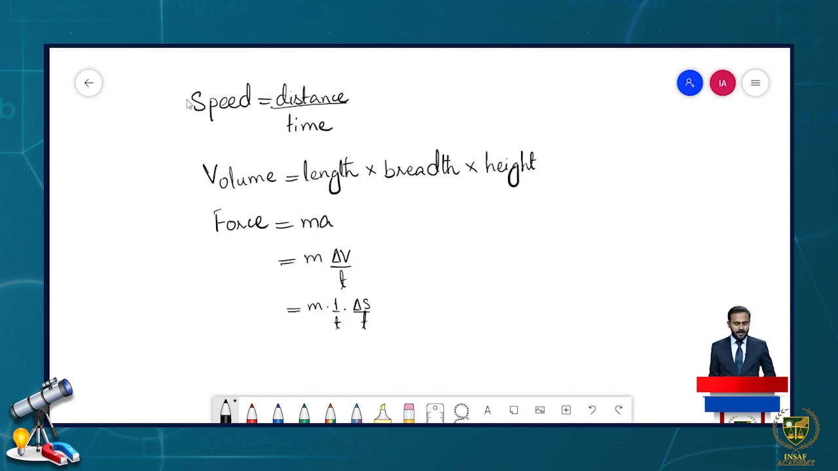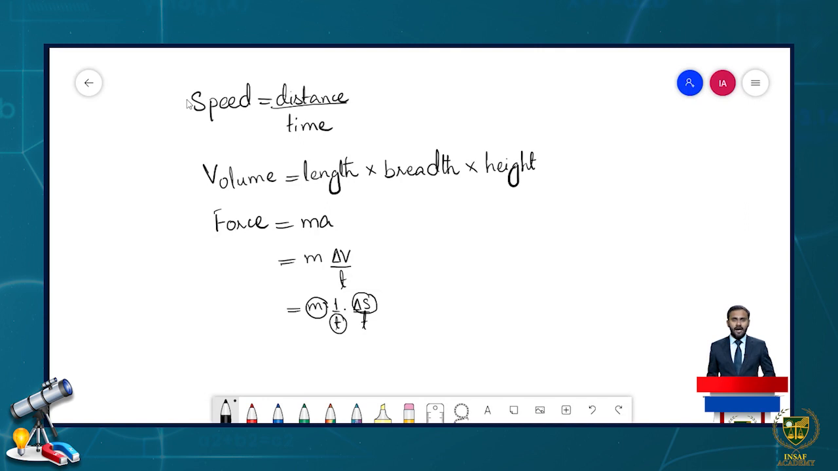So if we look here, mass is a base quantity, time is also a base quantity, and similarly distance, that means length, is also a base quantity. So we can say that in this case mass, length and time, these three base quantities are involved. Now the option D, which is work.